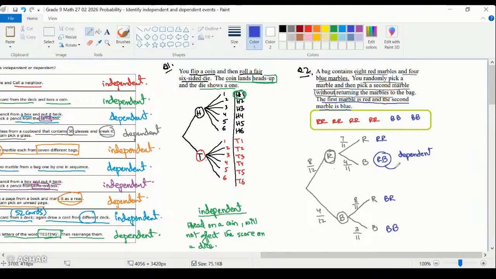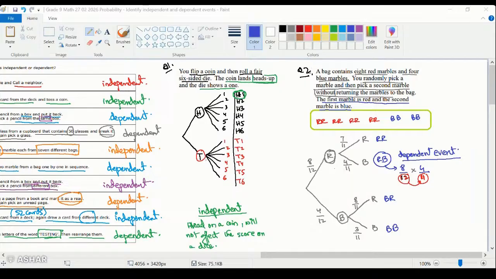Because the probability of red was 8 upon 12, right? Which has been changed to 4 upon 11. There is a decrease in the denominator. A decrease in the denominator shows us that the outcome of the second is dependent on the outcome of the first. Agreed? So we can say this is a dependent event. Agreed? Okay, let's look at more examples. A few more.